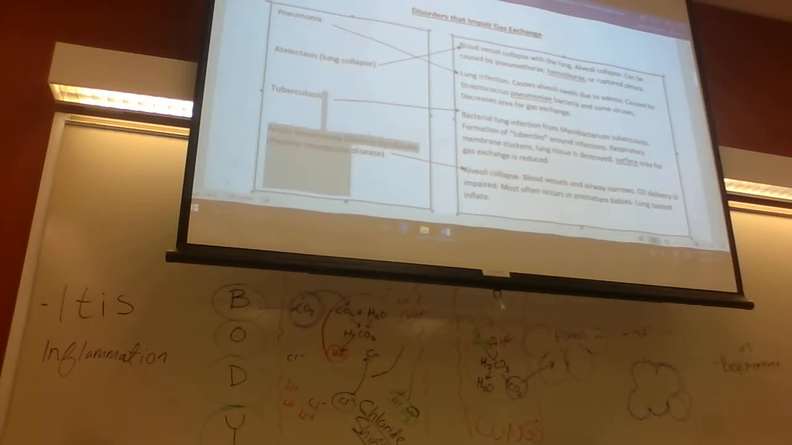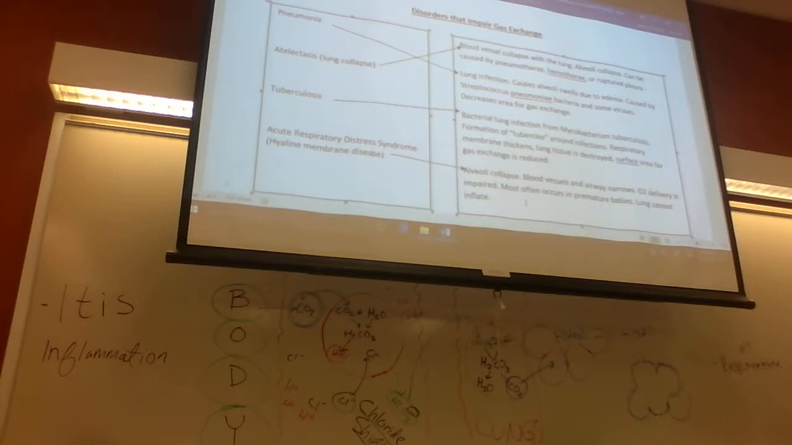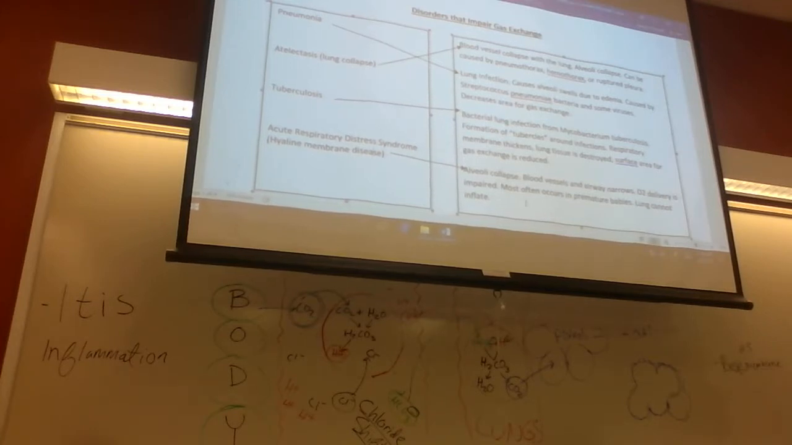So acute respiratory distress syndrome. This happens a lot in premature babies, unfortunately, but basically their alveoli collapse. The blood vessels in the airway narrow, so everything gets a little bit tighter. And then oxygen delivery is impaired, so they don't get oxygen circulated to them. And another thing, too, is their lungs don't inflate. So this is also known as ARDS, acute respiratory distress syndrome. I just think of distressed babies, and I feel really sad, but that's what it is.